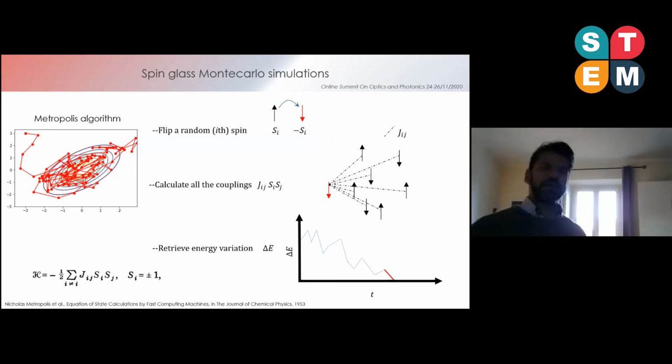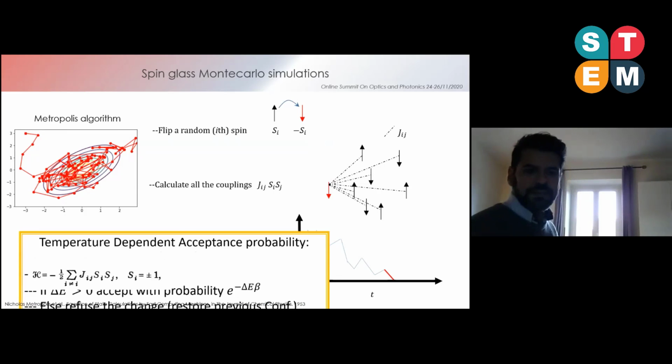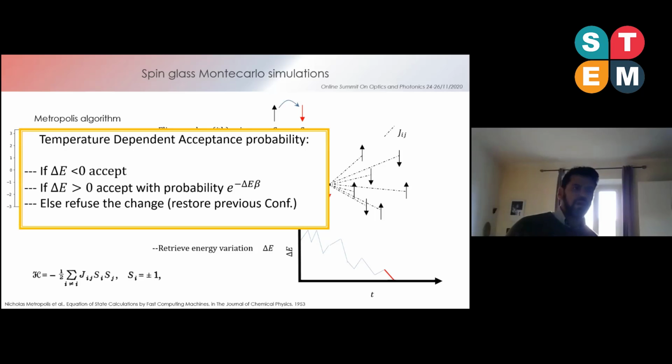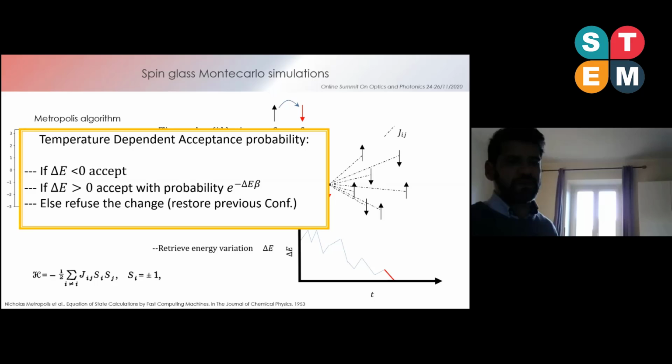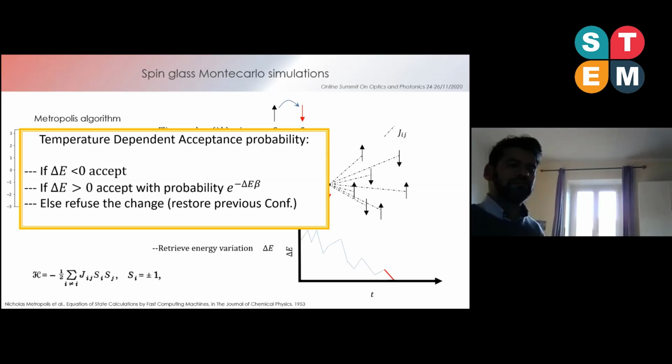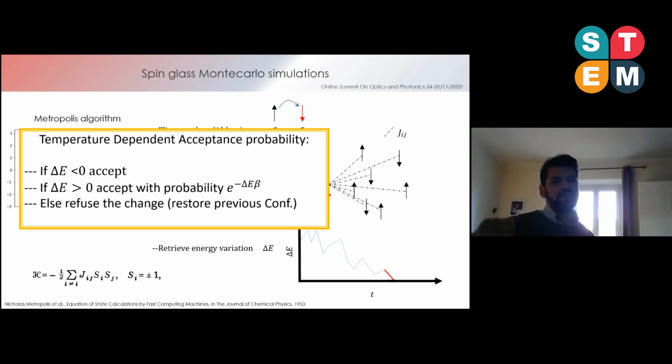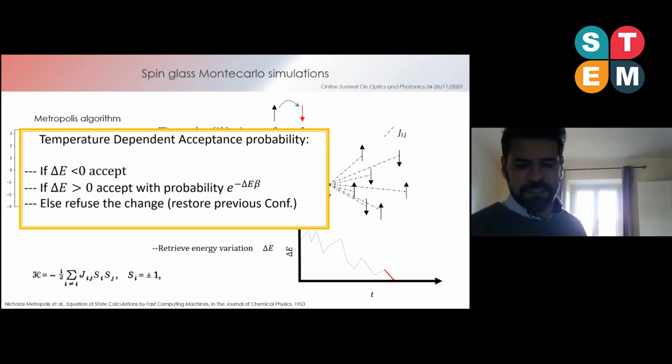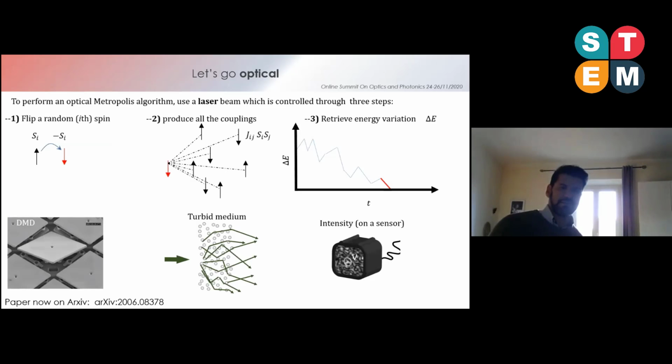Then after this simulation, you have to decide whether to accept the movement that has been tried. This is done with probability 1 if the energy is decreasing, or it is accepted with a probability dependent on temperature if instead the energy is increasing. Otherwise, it is refused. And what we want to do is optically replicate this system. This is made by exploiting several optical elements or optical effects.